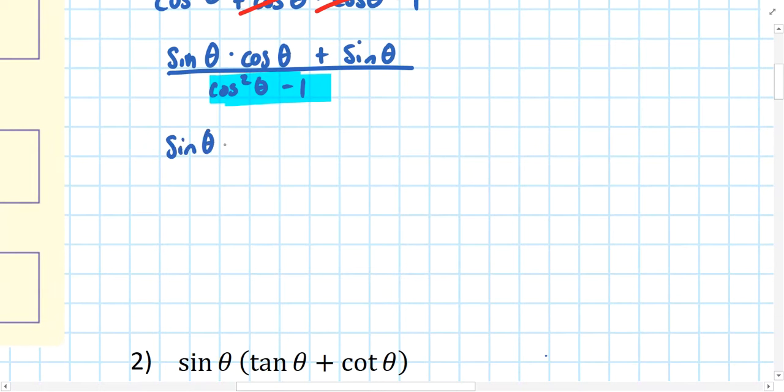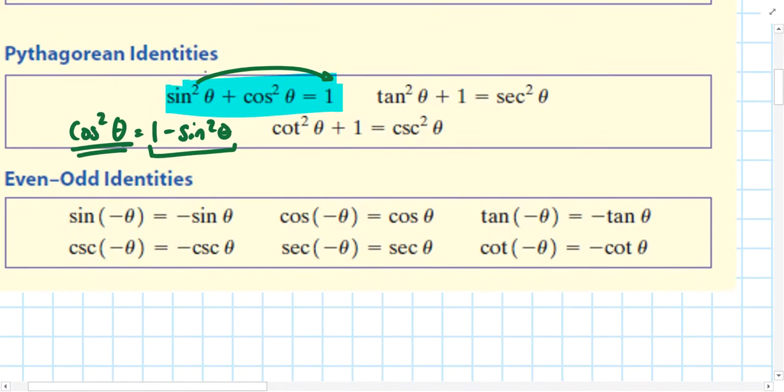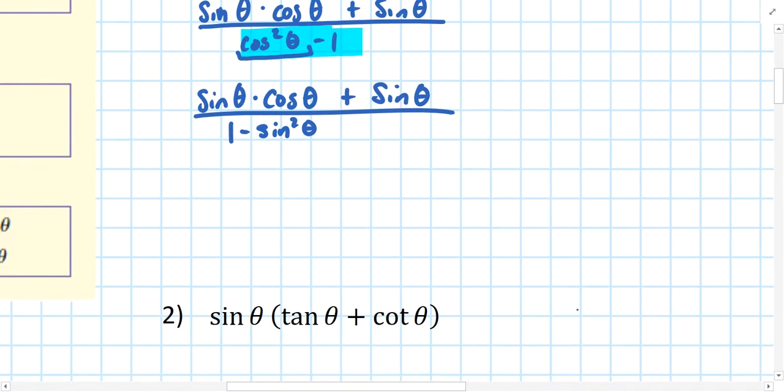So let's copy the numerator, sine theta cosine theta plus sine theta. And in the denominator, I'm changing this cosine squared to 1 minus sine squared, because that's what our identities have said. Cosine squared is the same as 1 minus sine squared. So I've made that change. Now this 1 will cancel with this minus 1, and we now have sine squared in the denominator, although it's a negative sine squared because of that subtraction sign.